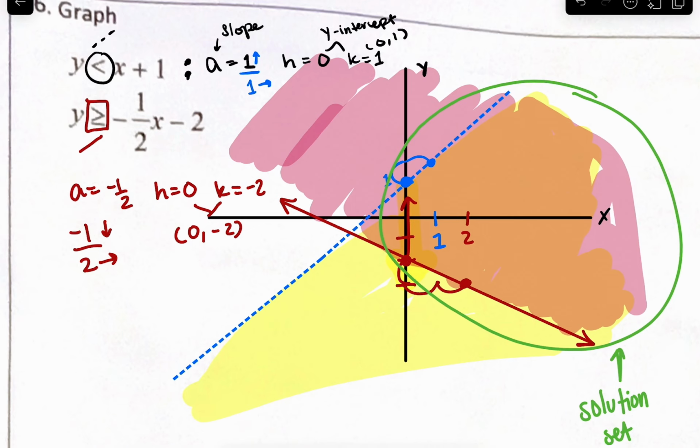Okay. In another case, if you're not familiar with AHK, this is just your M, and your y-intercept, you don't have to worry about this, we know is B, just 0, 1. You know this as our M. This is B.